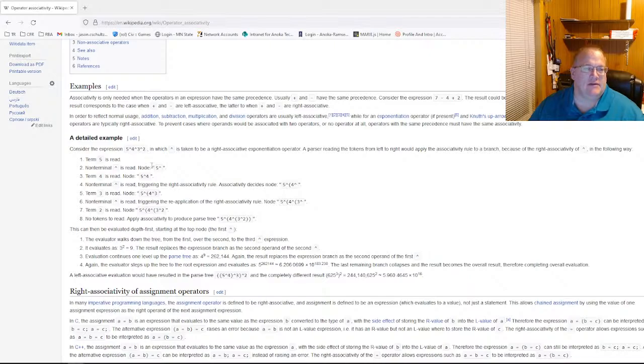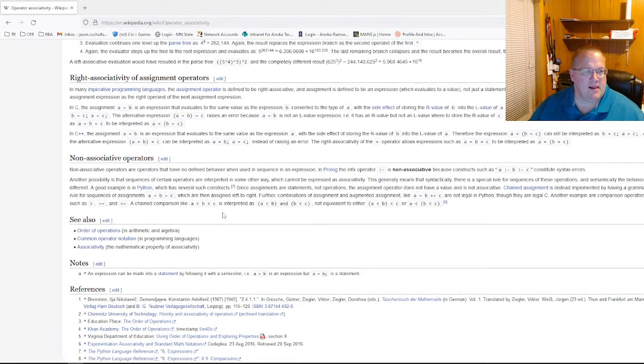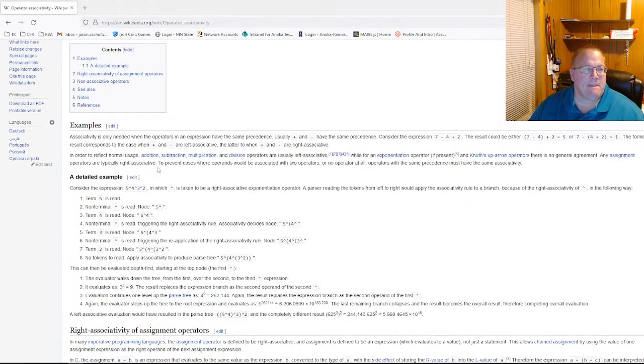Oh, yeah. This is right associative, because you have to start here and work your way back. So 3 to the second, which is 9, and then 4 to the 9th, which is some big number. Right associative. In order to reflect normal use, they're usually left associative. Okay, this is good because addition and subtraction, multiplication and division are all left associative.